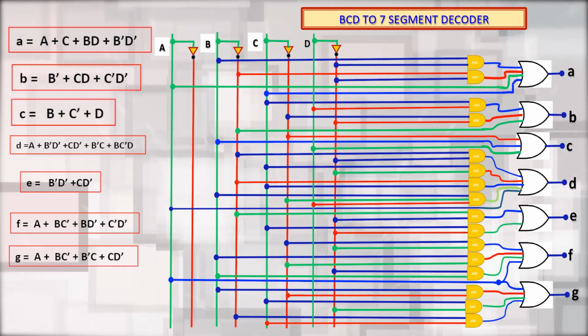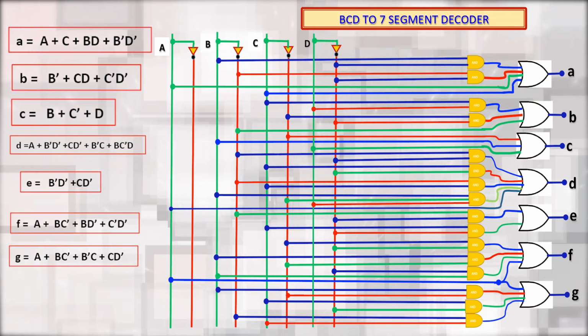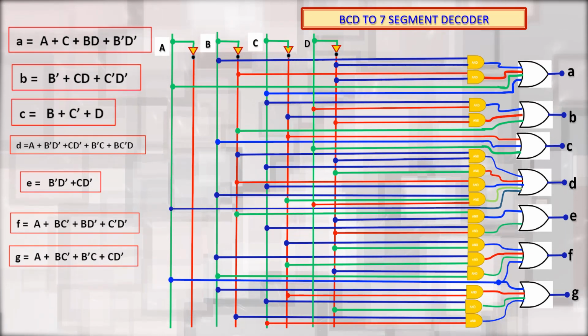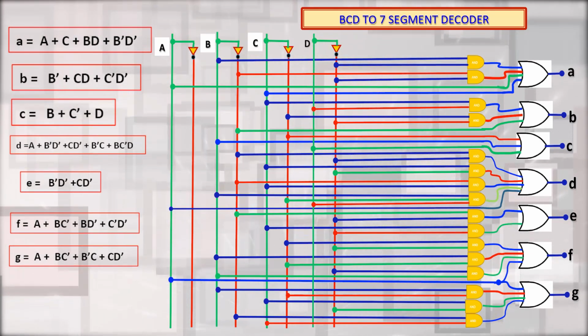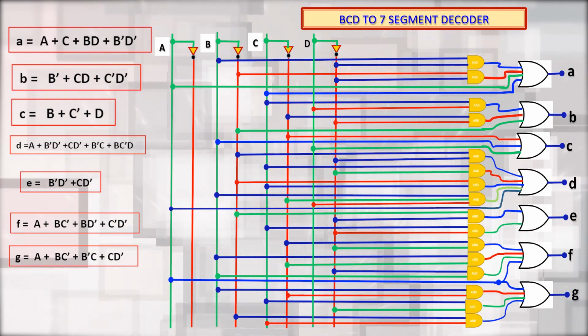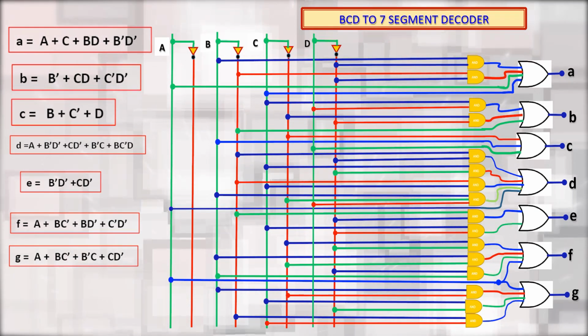To realize segment C, we will be needing an OR gate of 3 inputs, and to this OR gate we will be connecting C bar directly, then B directly, and then D directly. So, with this we will be able to realize segment C.